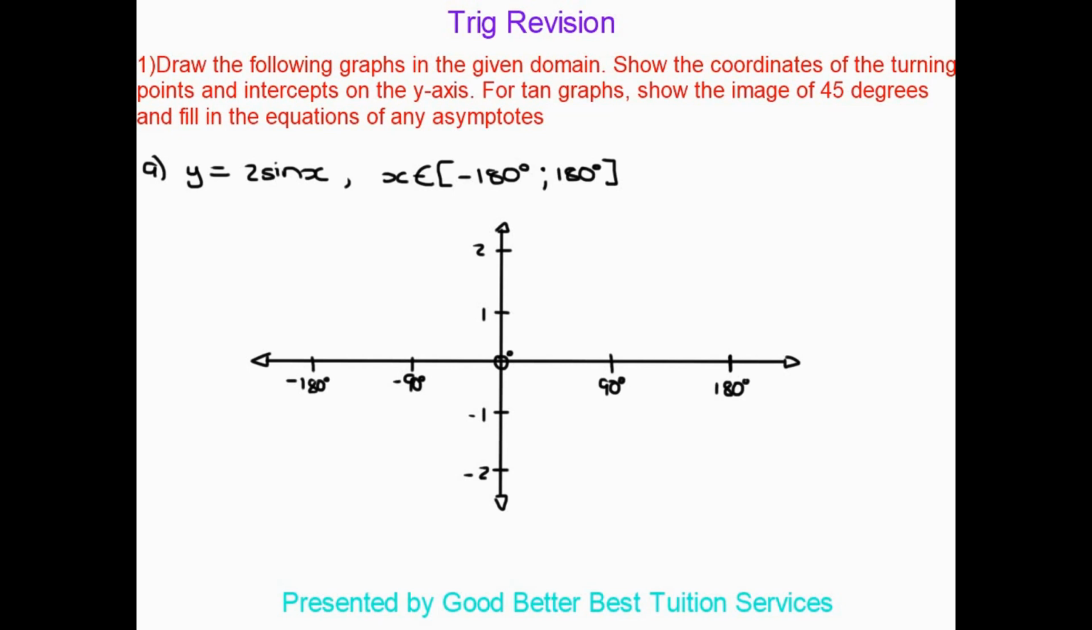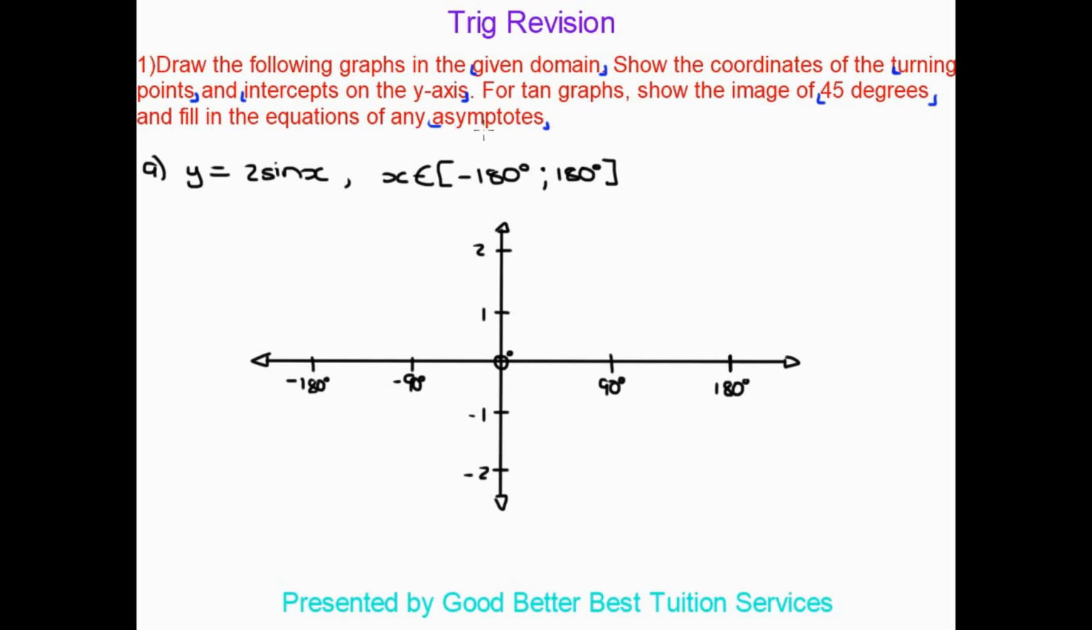The first question says draw the following graphs in the given domain. Okay, so we're just going to start highlighting those important parts. It says in the given domain, show the coordinates of the turning point. Okay, so we're going to highlight our turning points and intercepts on the y-axis. For tan graphs though, show the image of 45 degrees and fill in the equations of the asymptotes.